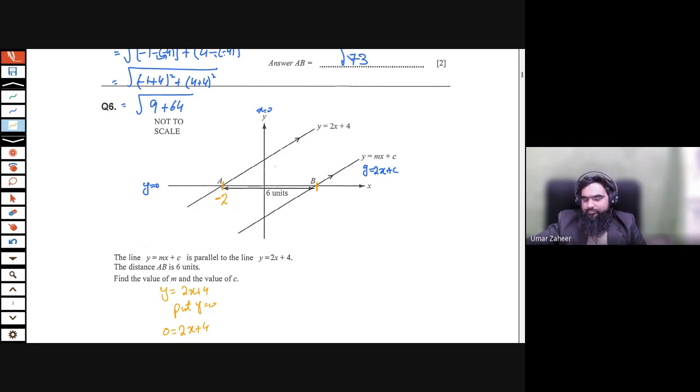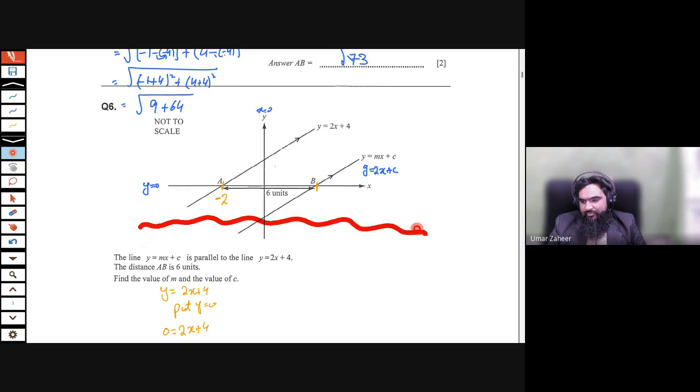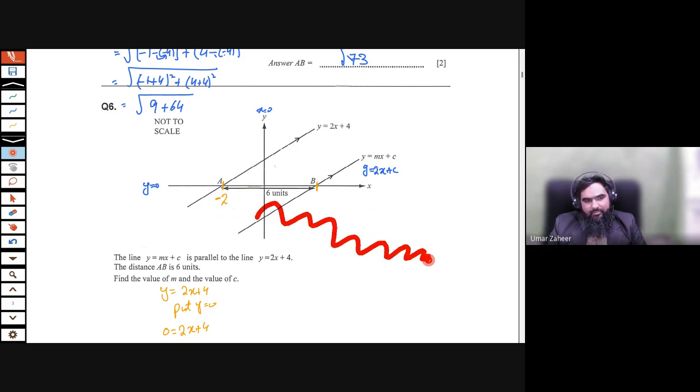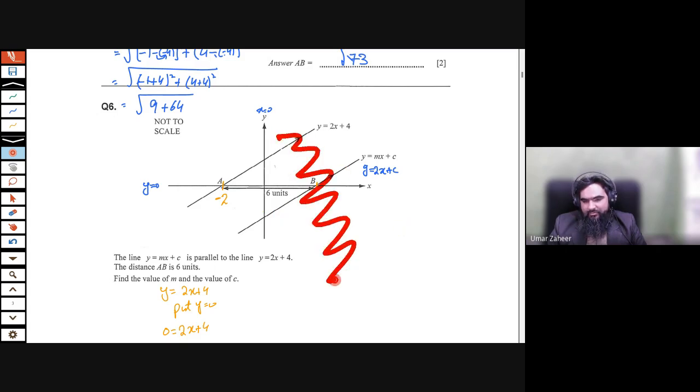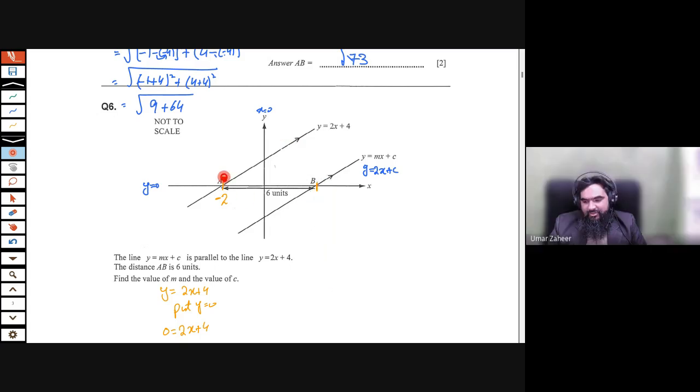Sir, is it -2 only? -1? No, -2. Yes. Can you see what I am writing? Yes, everyone, can you see the writing? Yes, sir. Because I already wrote -2, so why are you saying -2 again?